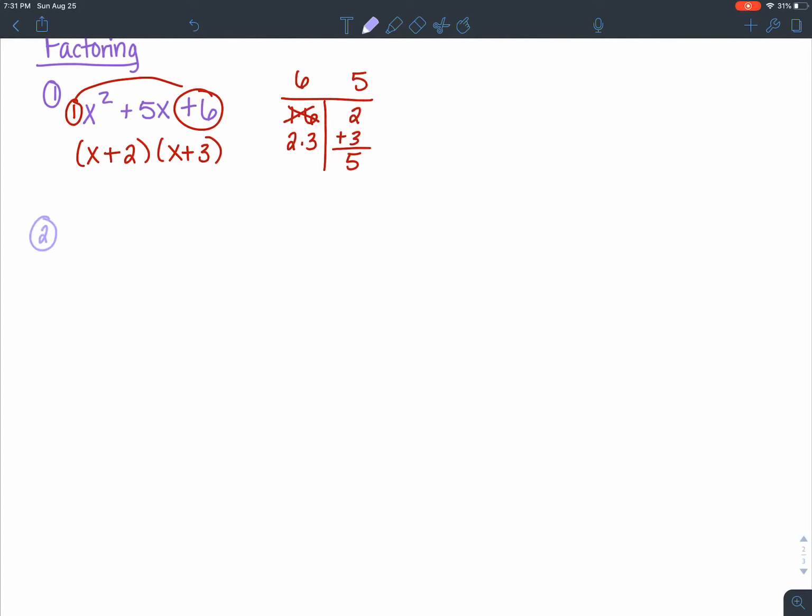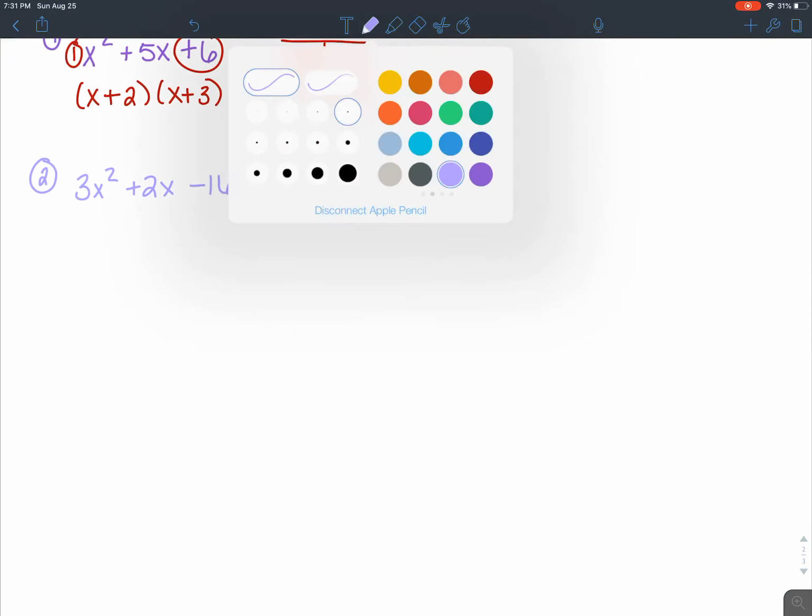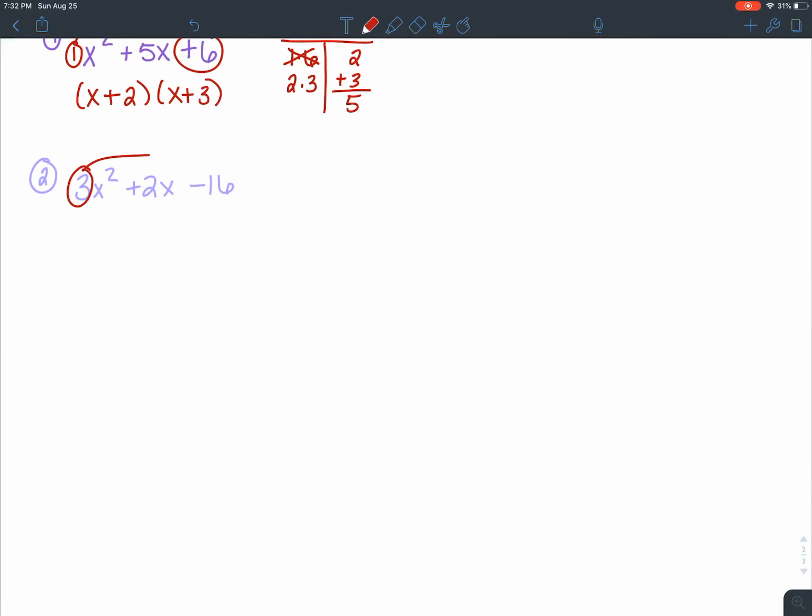Here's another problem: 3x squared plus 2x minus 16. What we're going to do is multiply. When I multiply a times c, 3 times negative 16 gives me negative 48. And I like to list out, again, all the factors. I teach Math 1, so my brain is very break-it-down. 1 times 48, 2 times 24, 3 times 16, 4 times 12, 6 times 8.